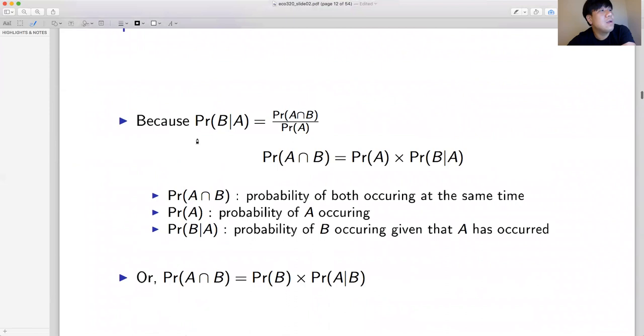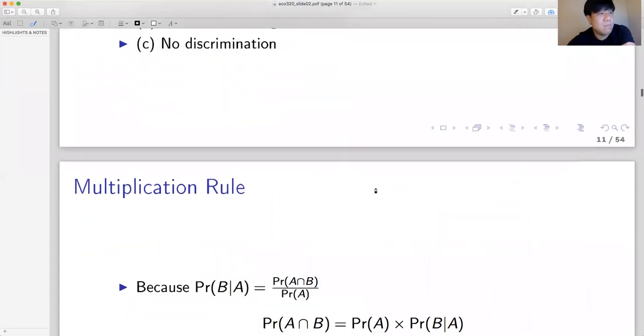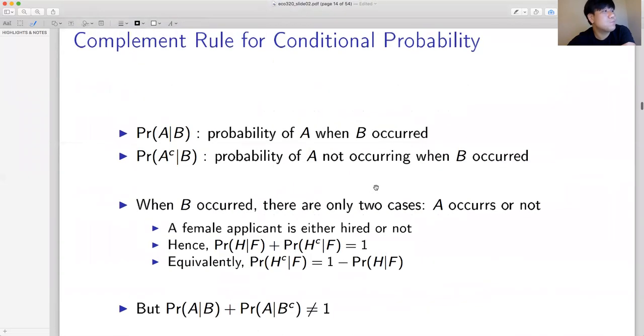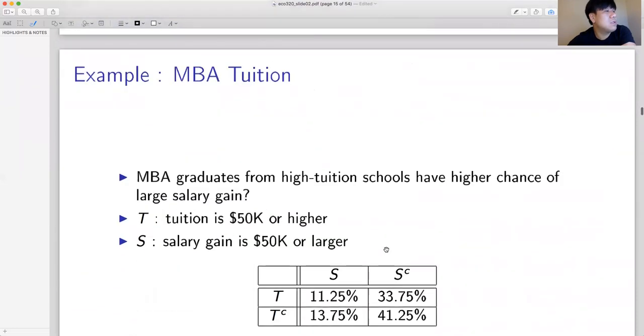For example, in the previous case, you were able to find the probability of hire given female, which was 15%. So without going further, you can get the probability of not hire given female is 1 minus 0.15, which is 0.85 or 85%. So that is using this complementary rule.